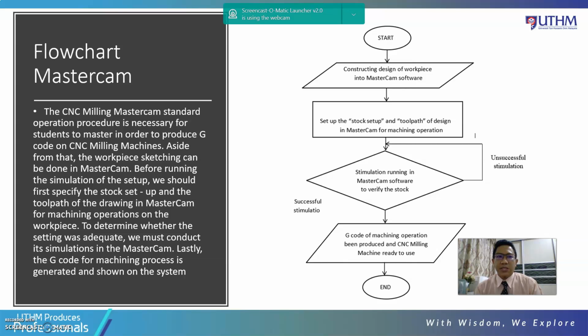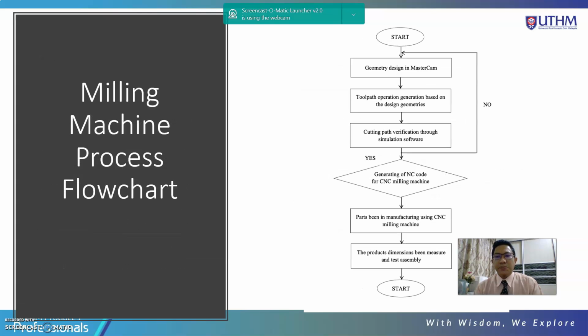The CNC milling Mastercam standard operation procedure is necessary for students to master in order to produce G-code for the CNC milling machine. Aside from that, the workpiece sketching can be done in Mastercam. Before running the simulation of the setup, we should first specify the stock setup and toolpath for the drawing in Mastercam. For the machining operation on the workpiece, to determine whether the setting was adequate, we must conduct its simulation in Mastercam. Lastly, the code for the machining process is generated and shown on the system. Here is the milling machine process flowchart.